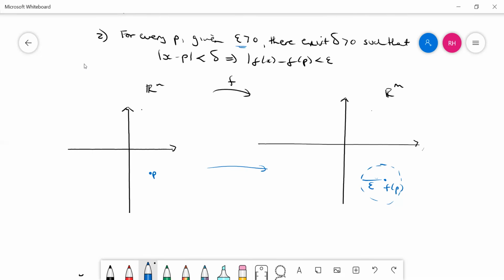So I'll put a delta here. I'll put a ball around here, and this is delta radius. And what this is saying is that if we now take a point X, any point in here, then when I go across here, that Fx must be in the ball. So for every X that is in this ball, Fx must be in this ball. If that's the case, then we say that F is continuous.